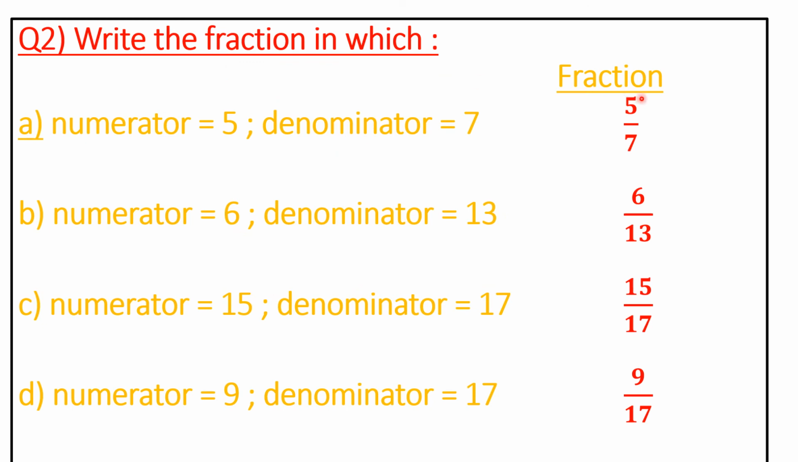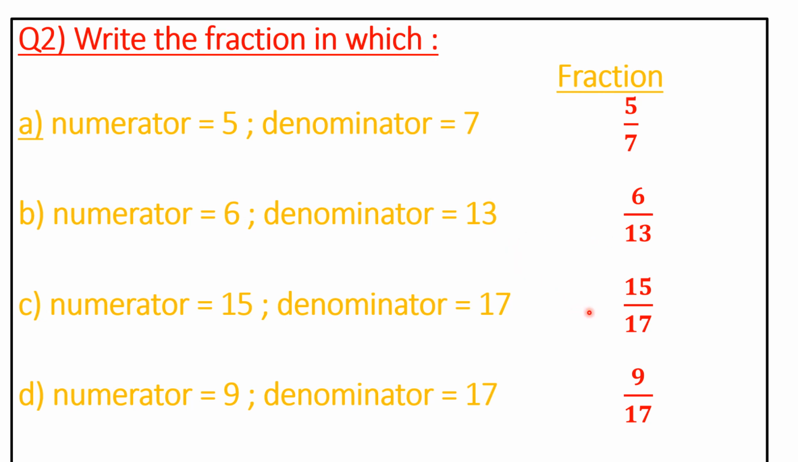You may look here, I have written here the fractions. For A, numerator is 5. So write it above the dividing line. Denominator is 7. Write it below the dividing line. So our fraction is 5 by 7. Now in question B, numerator is 6. Denominator is 13. So write here 6 above the dividing line. Write 13 below the dividing line. So it is your 6 by 13.